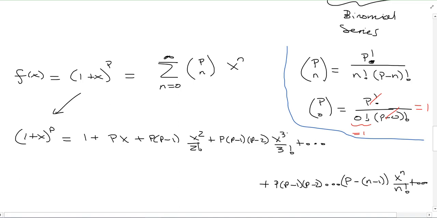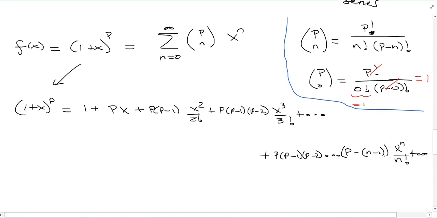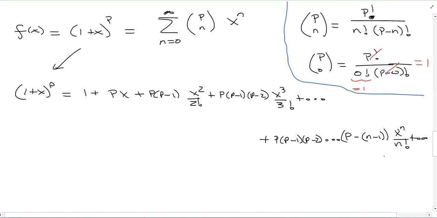And that's because, notice, we talked about it in class. When it's x cubed over 3 factorial, you have p minus 2 as the last term. When you have x squared, it's p minus 1. So it's always 1 less. So when it's n, you're going to have n minus 1. All right, so now back to our problem.